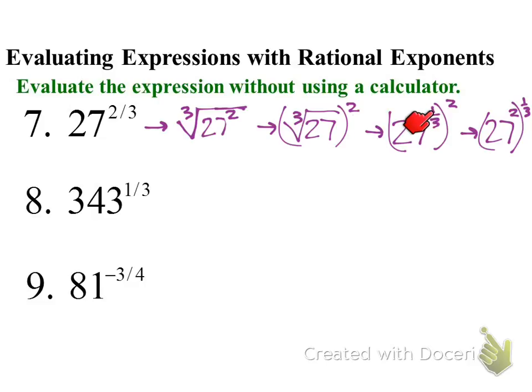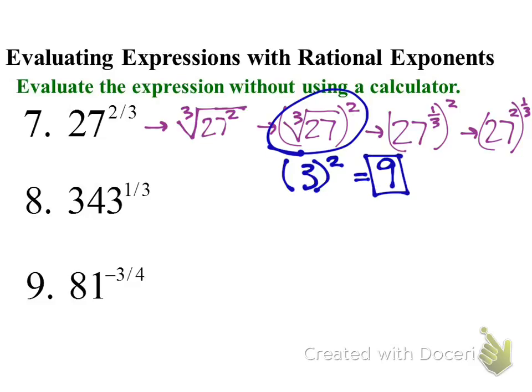All right. Which form's going to help me? So it's the second form that I'm going to keep going with. Cube root of 27 is 3. Now we can square that mentally. It's a 9. So 27 to the 2/3 is 9.